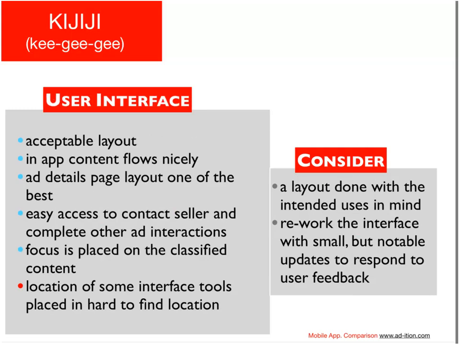So user interface, when we talk about that, what we're seeing with Kijiji, it's an acceptable layout. The content flows nicely, especially on the Add Details page. The Add Details page on the Kijiji app is probably one of the better ones that I've seen because it lays the information out nicely. There's multiple clicks that I have to do to get the info, and the relevant information is right at the top, and we do have a screenshot of that for you.